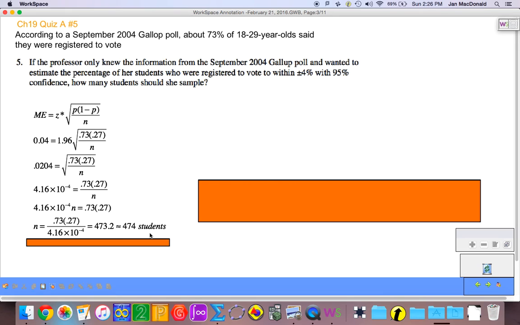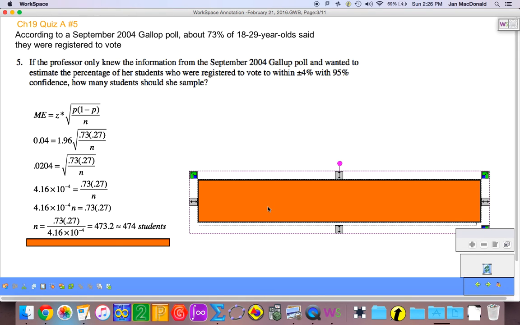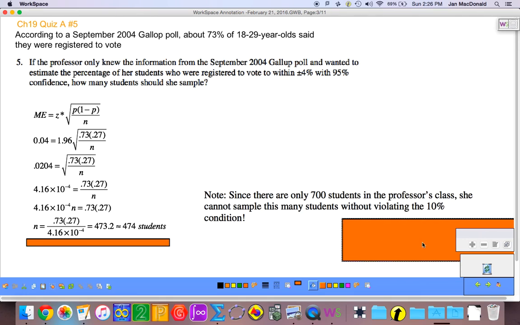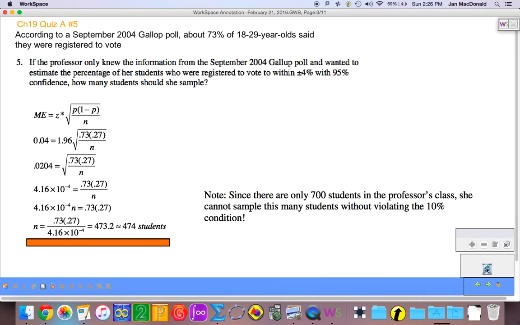However, there's a slight problem with this answer. What might be the problem? Well, she only has 700 students. So this would violate the 10% condition because the 10% condition says our sample should always be less than 10% of the population. So in concluding, although we got an answer of 474 students, since there are only 700 students in the professor's class, she cannot sample this many students without violating the 10% condition.